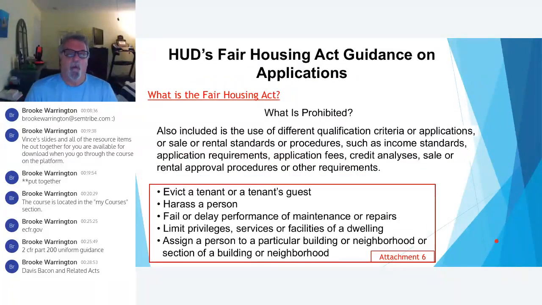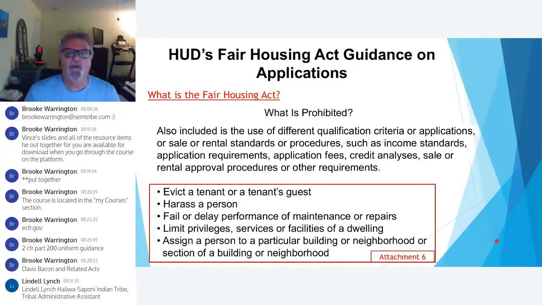Okay, what is prohibited? Also included is the use of different qualification standards. Now can you see where AI might play a part in this? Because we don't know all the deep mechanisms buried in AI. It must also include the use of different qualification criteria for applications or sale. We cannot do that, such as income standards, application requirements, application fees, credit analysis, and so on.